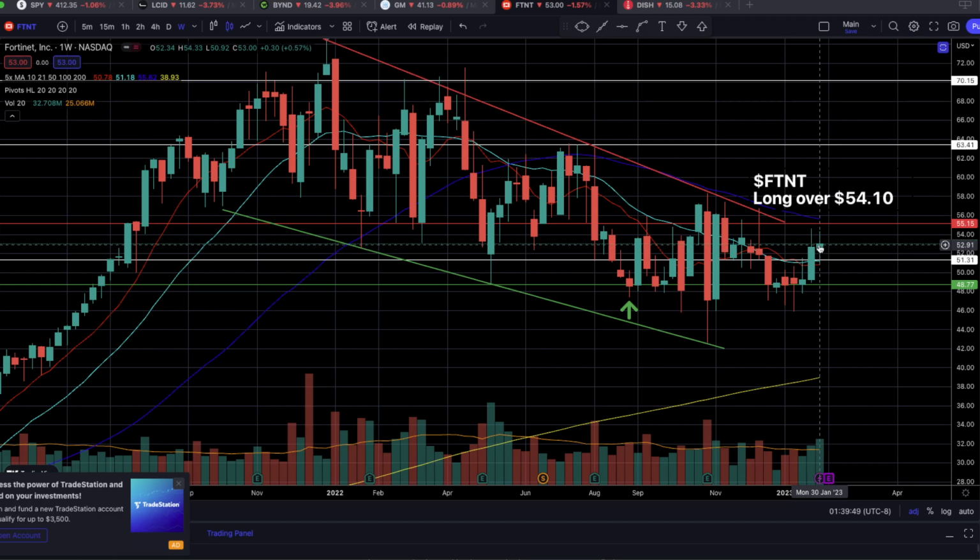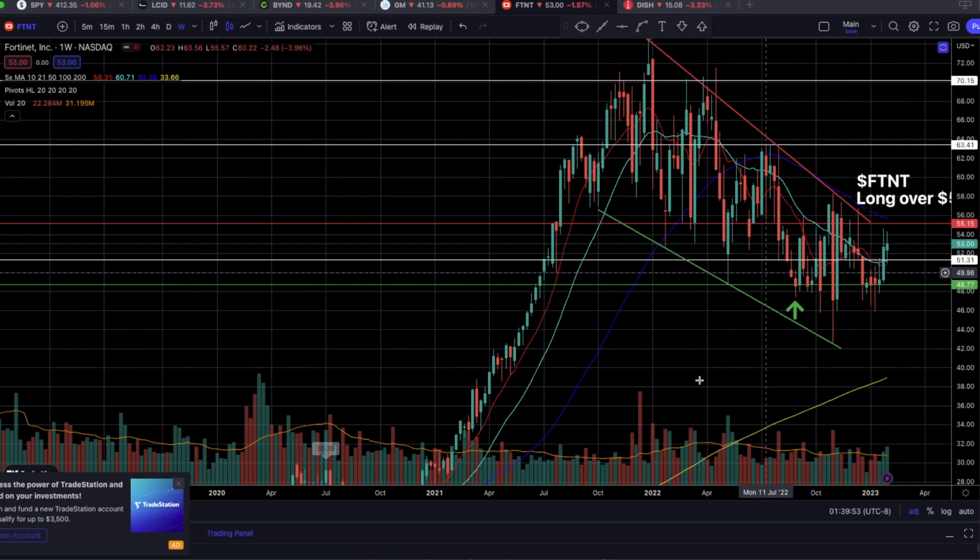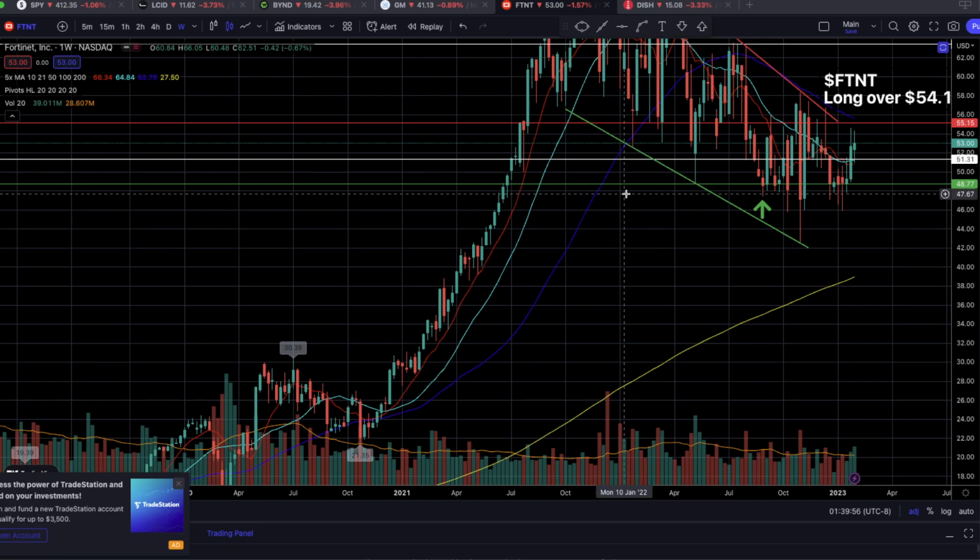And if you guys remember, FTNT has been making this huge macro bull flag for the entire year of 2022, including the last end of 2021.